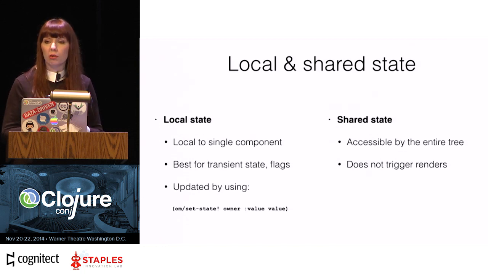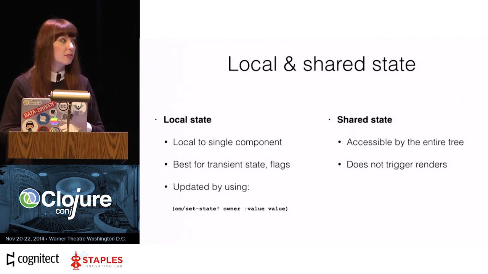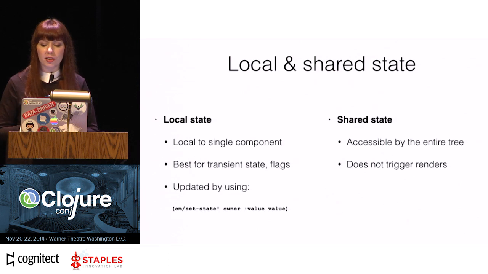So there's also local state, which is local to a single component, and it cannot be seen outside of that component. It's best for transient state. So for example, when you're dragging something around your screen, you might want to store the coordinates in local state, but once you stop dragging, you should store the final coordinates in the app state. And it's also good for storing corresponding channels, and it can be updated by using Om's setState function.